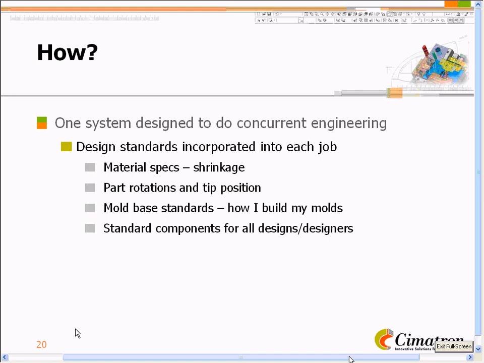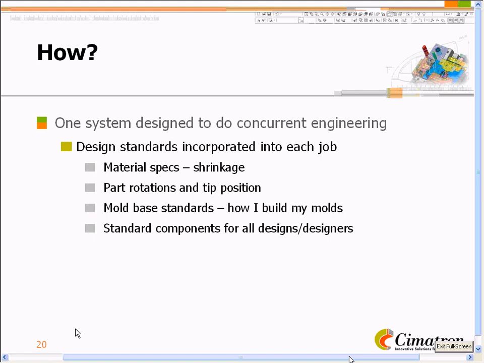Well, how do we do this? It sounds well enough, but what's required to do it? Clearly by now, by the things we described, it means incorporating one system that's actually designed with concurrent engineering in mind from the start. And with that one system, it means that system has to understand your work, it has to understand your shop and what you do.